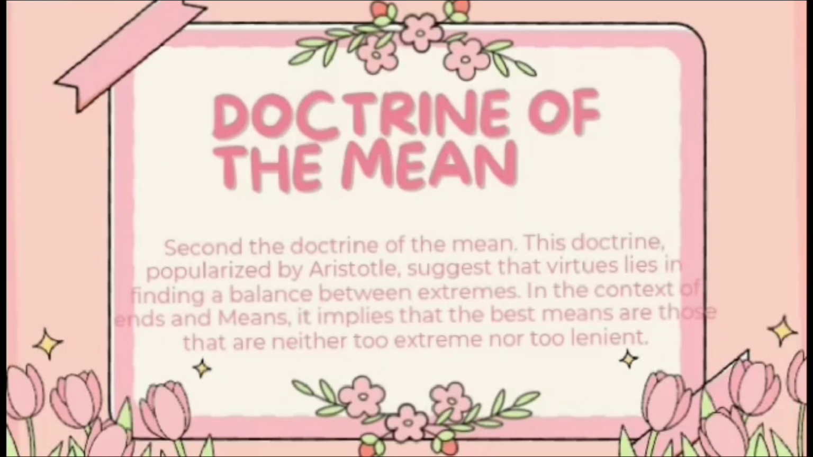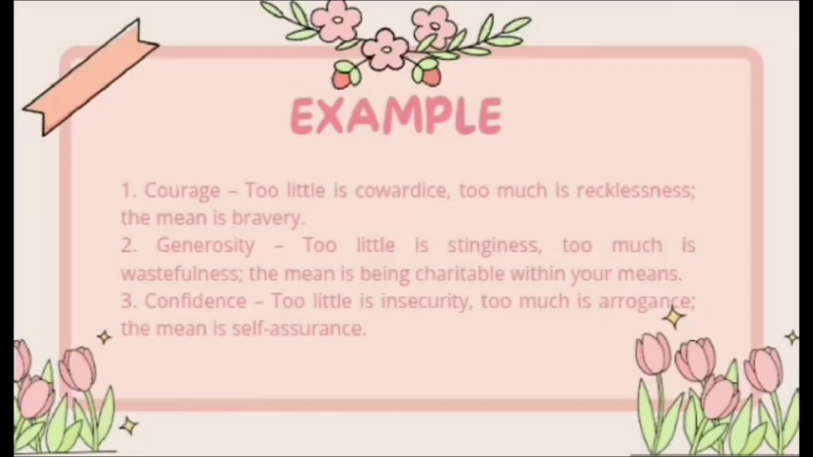This doctrine, popularized by Aristotle, suggests that virtues lie in finding a balance between extremes. In the context of ends and means, it implies that the best means are those that are neither too extreme nor too lenient. Example, courage. Too little is cowardice, too much is recklessness, and the mean is bravery. Generosity. Too little is stinginess, too much is wastefulness, and the mean is being charitable within your means. Confidence. Too little is insecurity, too much is arrogance, and the mean is self-assurance. It's all about finding the right balance in our actions and emotions.